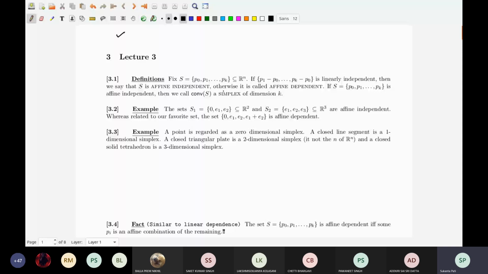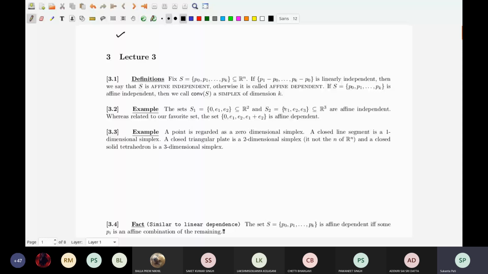Okay, so when you have a finite affine independent set P0, P1 to Pk, then the convex hull of that affine independent set is called a simplex of dimension k. I should tell you something.